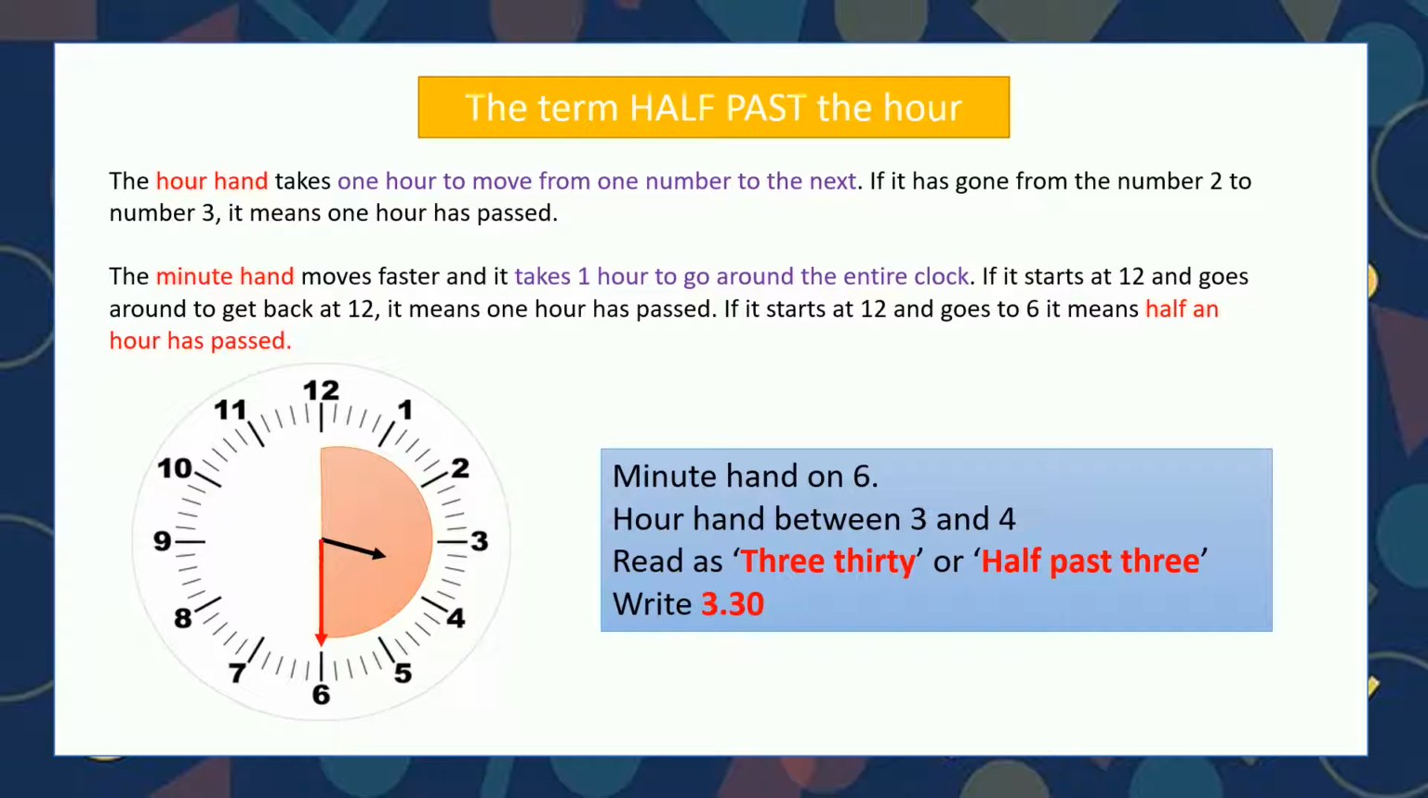Now look at the clock shown here. The hour hand is between 3 and 4, the minute hand is at 6. The minute hand has passed from 12 to 6. It has started at 12 and it has come to 6. So half an hour has passed. So the time is read as 3:30 or half past 3.